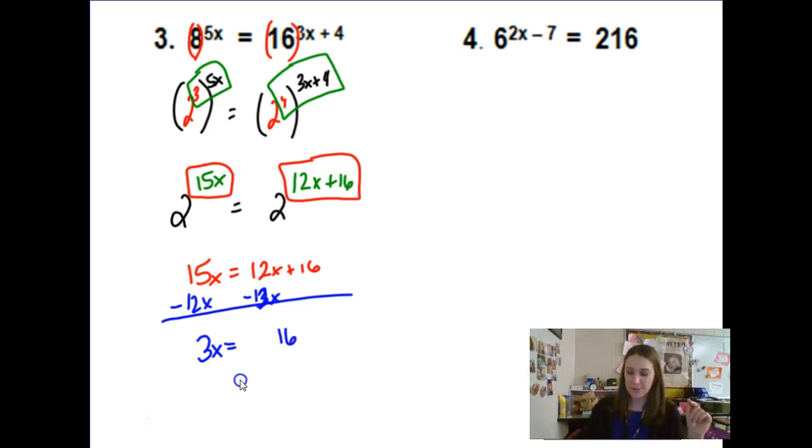I know no one likes fractions in these sorts of problems, but of course, you're going to have to round and truncate if you give me a decimal answer. 16/3 is the best answer.